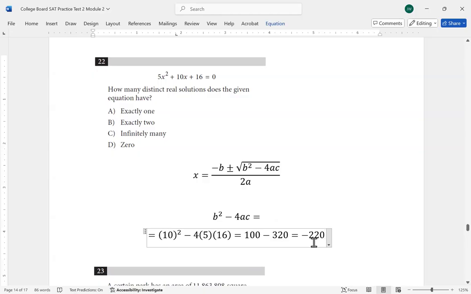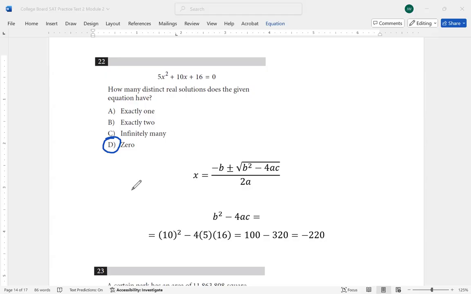And that's all we really need to know, because now we're going to have a negative under the square root, and that's going to lead us to have 2 complex number solutions. And therefore, there's going to be no real number solutions. So the answer is, how many distinct real number solutions does the equation have? It has 0. It has D, 0 real number solutions. 2 complex number solutions, 0 real.